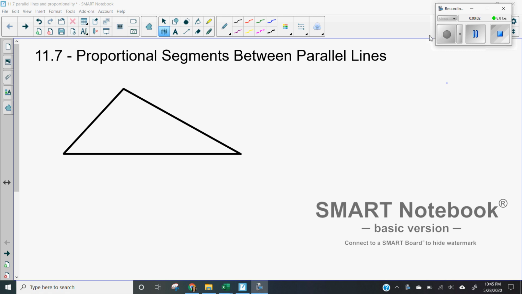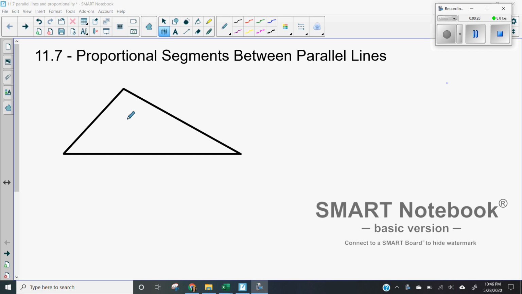Hi everybody. Can you believe we are at our last lesson? Oh my goodness, 11.7. Proportional segments between parallel lines. Very last lesson of Unit 12. Next week will be review, test, catch up, makeup days. That's it. So here we go. Let's finish strong. We're going to jump right into the conjecture here in 11.7.